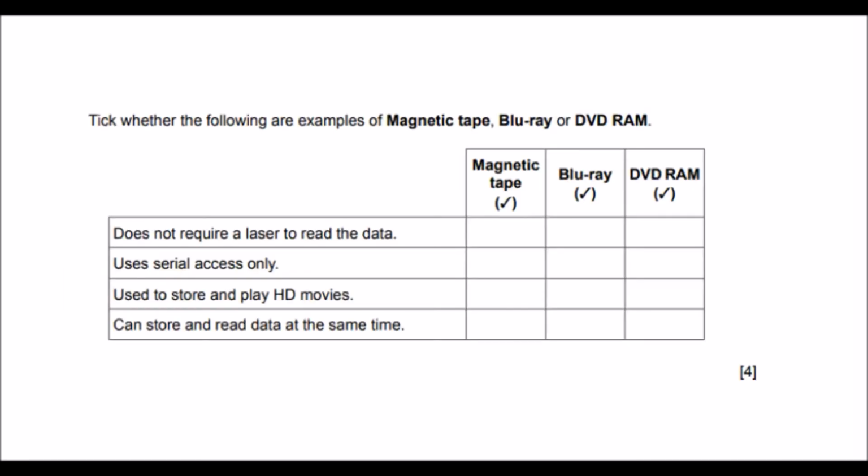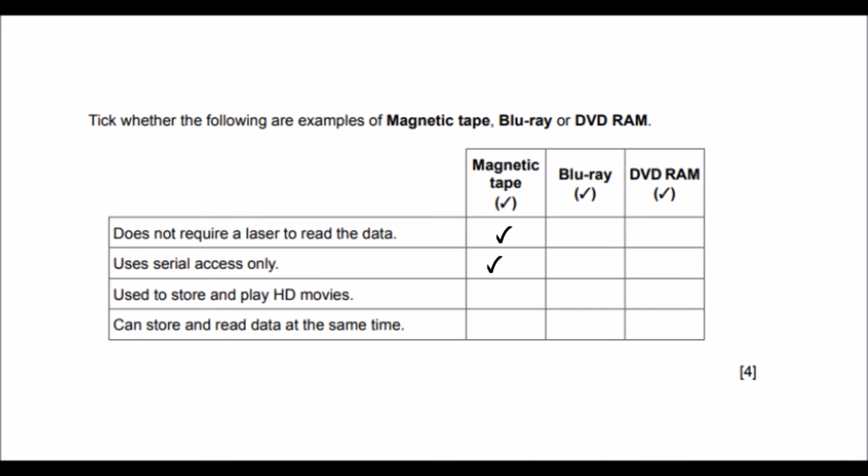Now, another question. Tick whether the following are an example of magnetic tape, Blu-ray, DVD RAM. What do you think? Does not require a laser to read the data. What is that according to what we learned earlier? Of course, that's magnetic tape, right? Whenever we are talking about laser, we are talking about optical. And you know DVD is optical and Blu-ray is also optical. Then, uses serial access only. Which one uses serial access here? Of course, it's magnetic tape, as we discussed earlier.